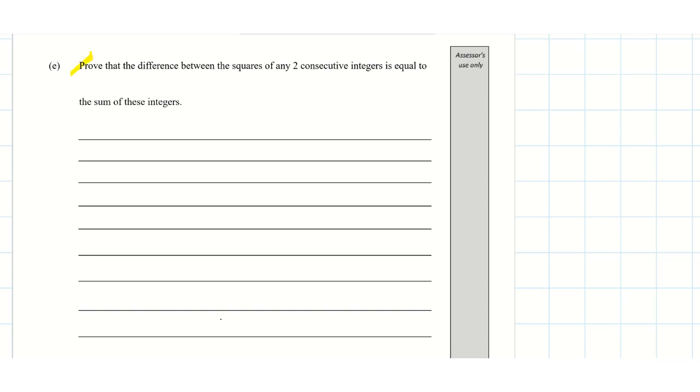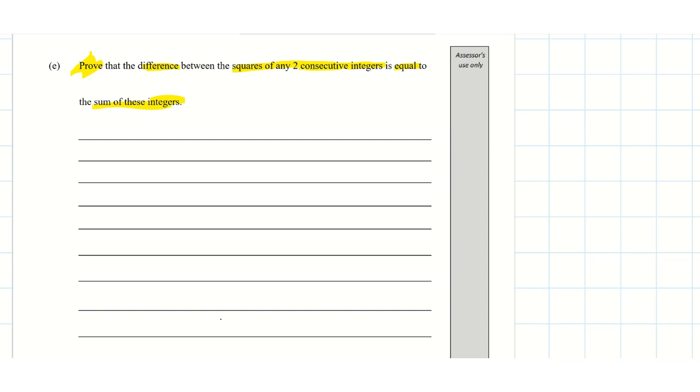Right. Prove. That's a big word. Prove that the difference between the squares of any two consecutive integers is equal to the sum of these integers. Now, first off, if English is your second language, I'm real sorry. This one was a tough one. They call math the international language, but really, we're interpreting math through English.